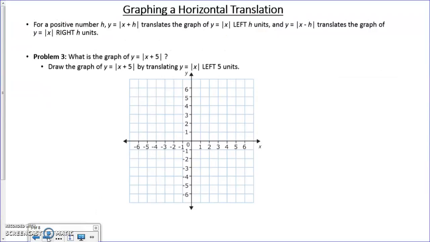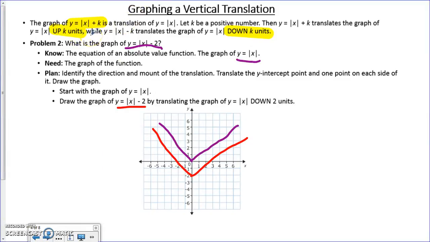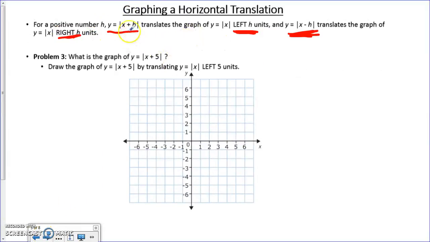Graphing a horizontal translation. For a positive number h, y equals the absolute value of x plus h translates the graph of y equals the absolute value of x left h units. This is important. And y equals the absolute value of x minus h translates the graph of the parent function right h units. This is the opposite of what we just saw when we had plus k and minus k. So, if you have plus h inside the absolute value symbols, you're actually going to translate it left. If you have minus h inside the absolute value symbols, you're actually going to translate it right.